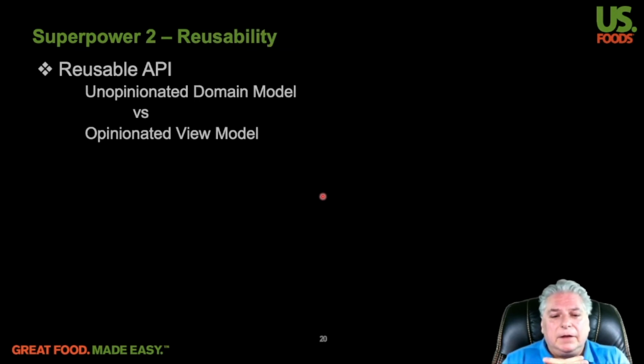Superpower number two is reusable API. So think about the unopinionated domain model versus an opinionated view model. If you're doing things right and you're doing your architecture right, you could create that view model on the client side, really separate that out from the domain model. So this gives you a lot of reusability. So, how does that translate into a user experience? Maybe not directly, but it allows you to iterate a lot faster, right? When you have these systems that can be built and built faster and have a lot of reusable code.